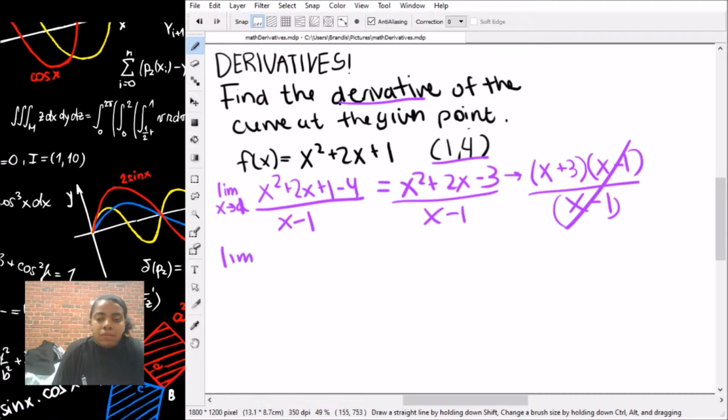The limit as x goes to 1. I should be writing this so you know we're still computing the limit as we do this. But I just don't like writing it because it's clear to me, but it might not be clear to you. So let me just put it back. So we're still computing the limit as x goes to 1 of x plus 3. And that is pretty simple. It's just 1 plus 3, which is just 4.